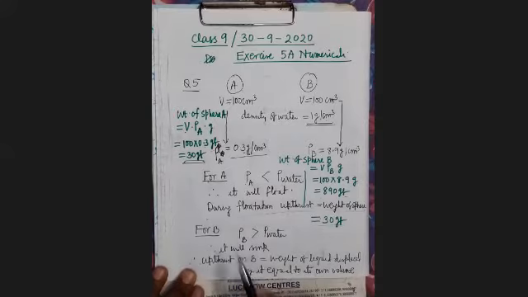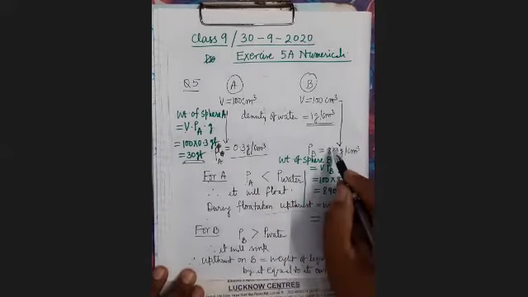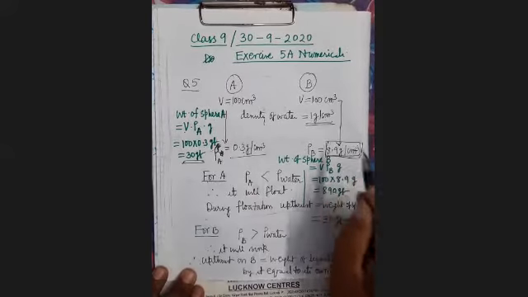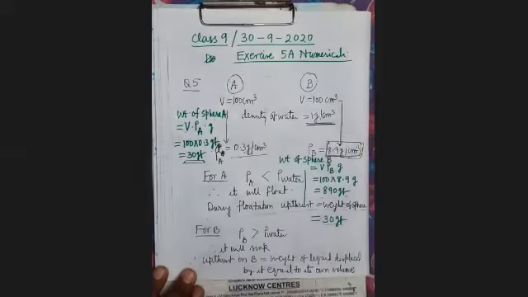Now, see here. For sphere B, its density is 8.9 gram per centimeter cube, which is more than the density of water.